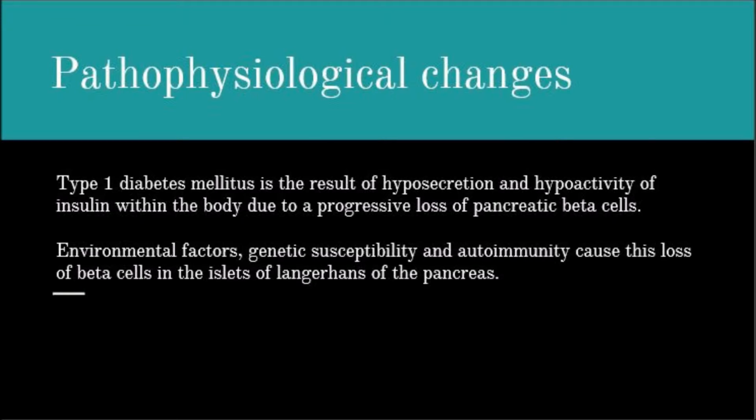Type 1 diabetes mellitus is the result of hyposecretion and hypoactivity of insulin within the body due to a progressive loss of pancreatic beta cells. Environmental factors, genetic susceptibility and autoimmunity cause this loss of beta cells in the islets of Langerhans of the pancreas.